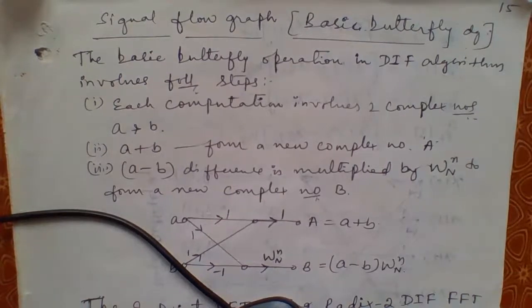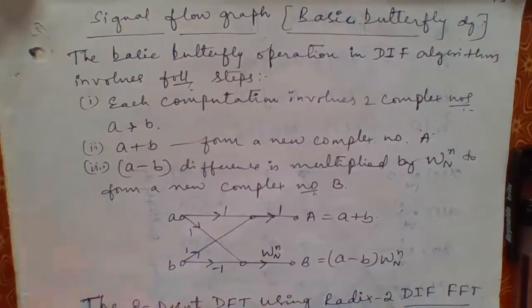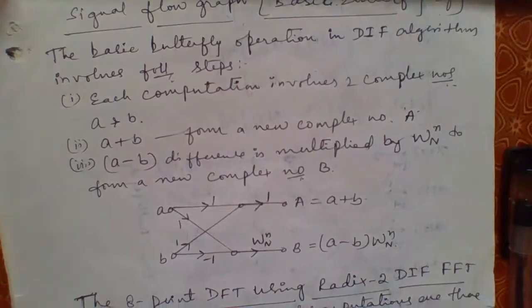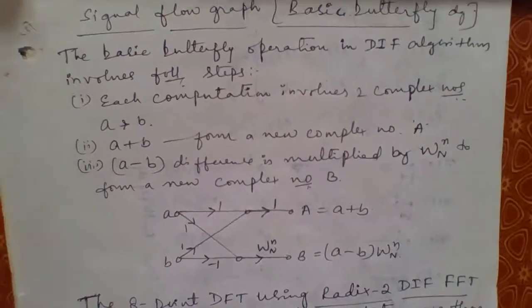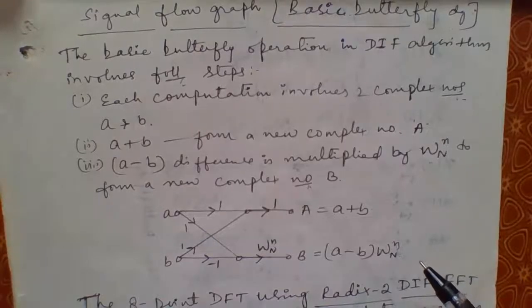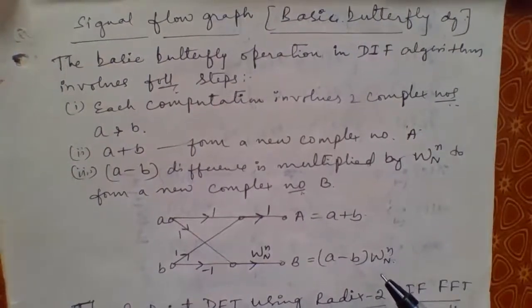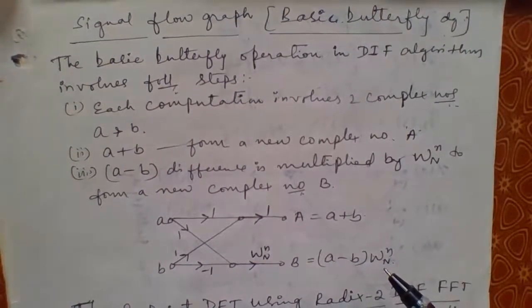So in the previous session, we have seen the basic derivation of the radix-2 DIF algorithm. So now in this class, let us draw the signal flow graph in order to compute the 8-point DFT using the DIF algorithm. Just recall the DIT algorithm signal flow graph.